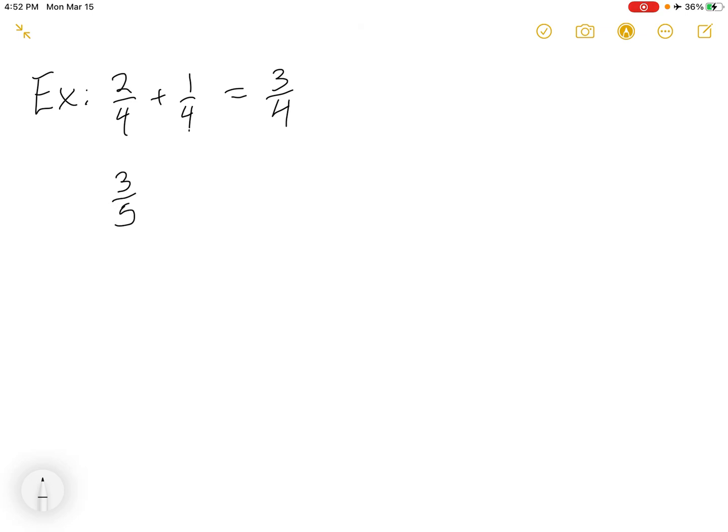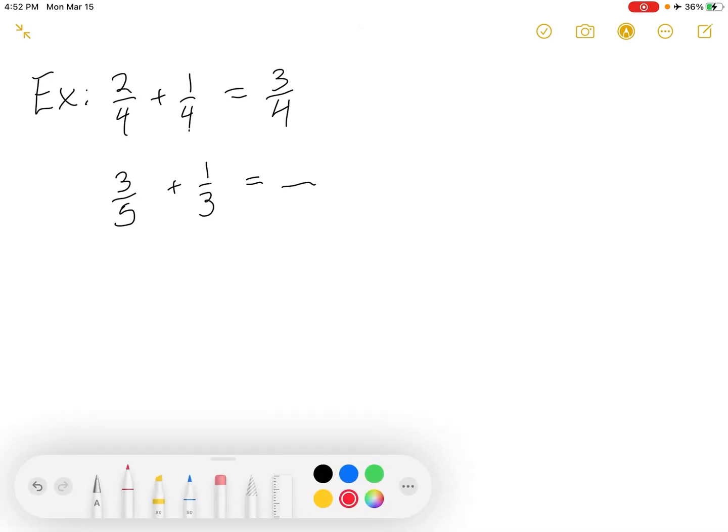If we have something like 3/5 plus 1/3, well here we've got a bit of a problem because these two denominators are different. So we have to come up with a least common denominator. And in this case, the least common denominator happens to be 15. So to get that LCD, how do we achieve that? Well, we can achieve that by writing each of these original fractions as equivalent fractions using that denominator of 15.